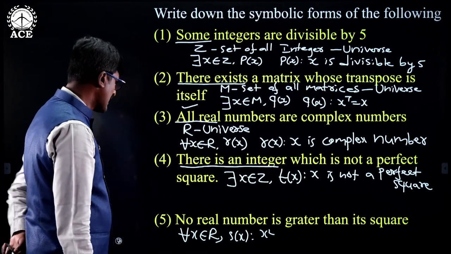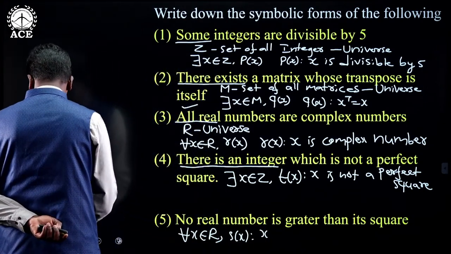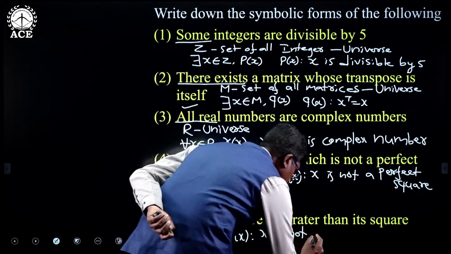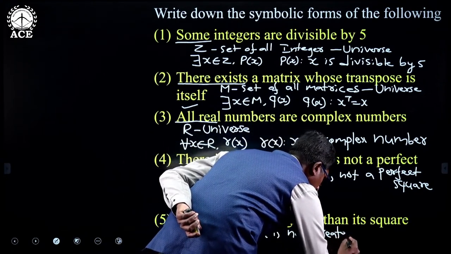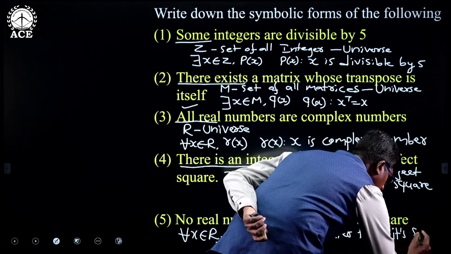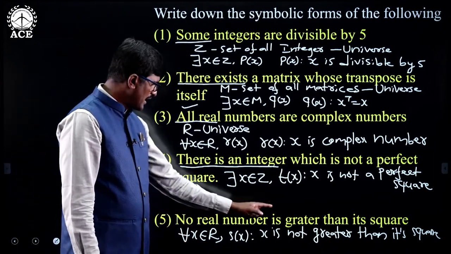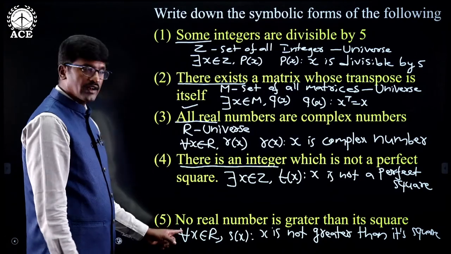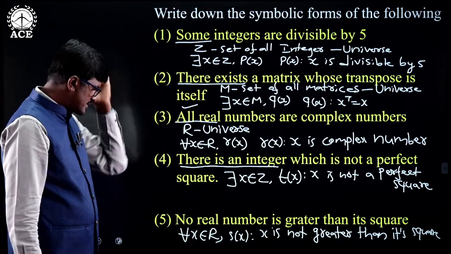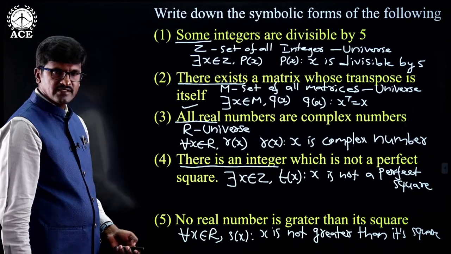For no real number is greater than its square. That is, x is not greater than its square. This is the symbolic form of this. So no real number is greater than its square is nothing but all real numbers are not greater than its square. So here, the set of all real numbers is the universe, and there is a universal quantifier, and the open statement is x is not greater than its square.